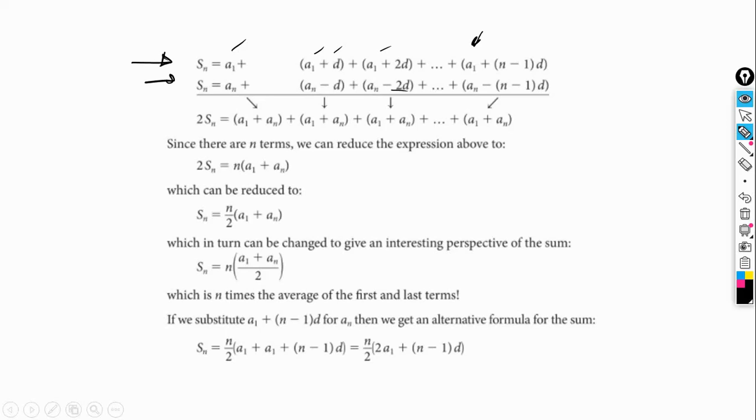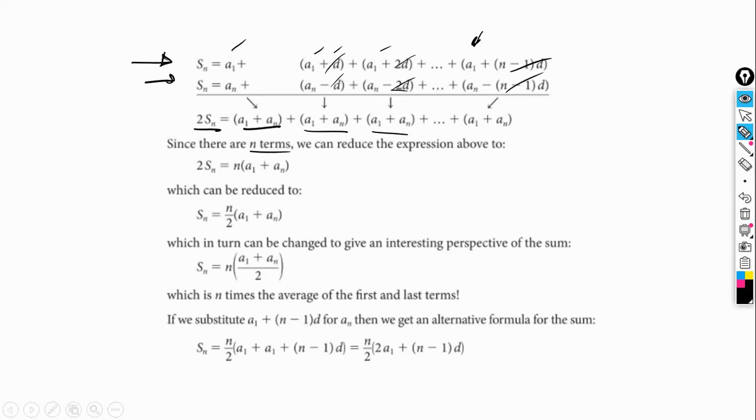So what happens if we add these two rows? We're going to get twice the sum. And notice that from here we get this, right? a1 plus an. And then this is going to cancel out. So we're going to get a1 plus an. This will cancel out. So we get again a1 plus an, and so forth, because in the last sum, this also cancels out. So what happens? That means that this repeats n times, right?